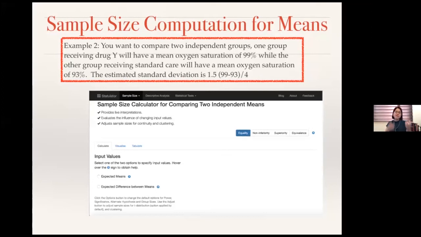Now, the problem is, in a lot of studies, I noticed, especially in our local studies here, that they don't write the standard deviation.